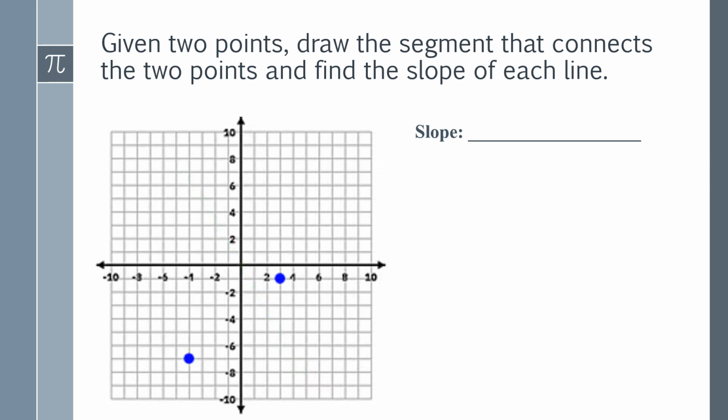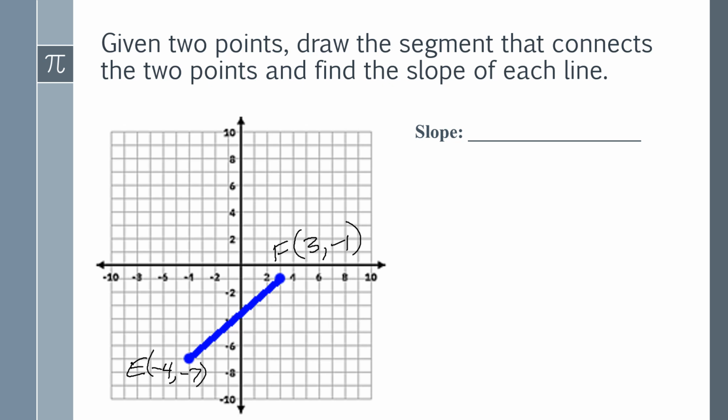Okay, we have another one here. So we're going to call these E and F. Point E is at negative 4, negative 7. And F is over here, and that's at 3, negative 1. And we draw our segment.